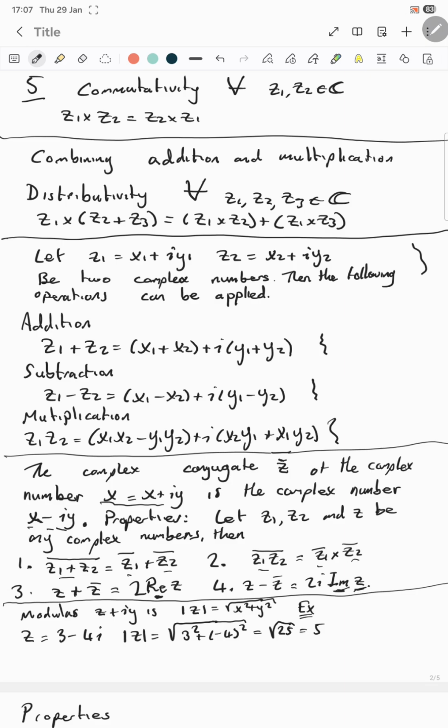Now the modulus. The modulus of X plus IY equals this, the square root of X squared plus Y squared, which is standard school geometry. An example of which: Z equals 3 minus 4i, so the modulus is simply this, or 5.